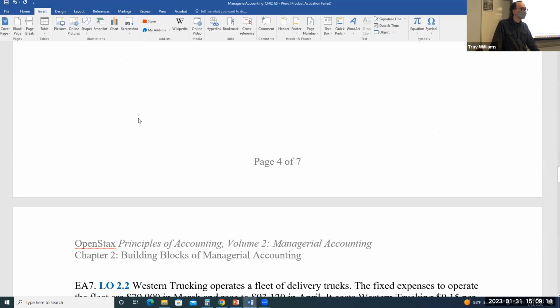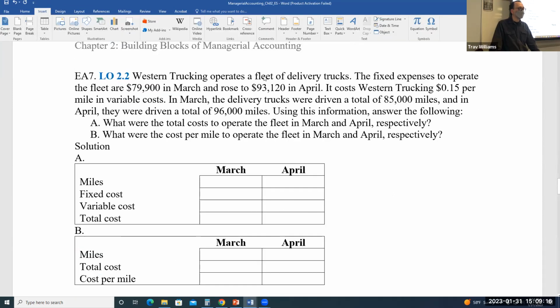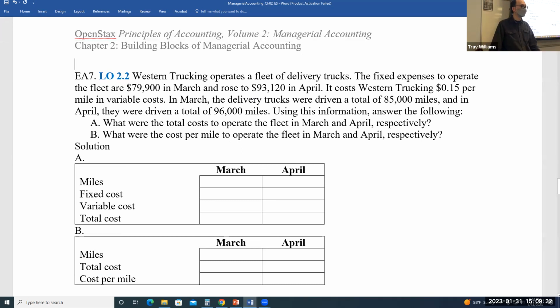Number 7. So here we have a trucking company and fixed expenses are $79,000 in March. We'll go ahead and put that here under fixed cost. And $93,120 in April. So how is that a fixed cost if it changed from one month to the next?